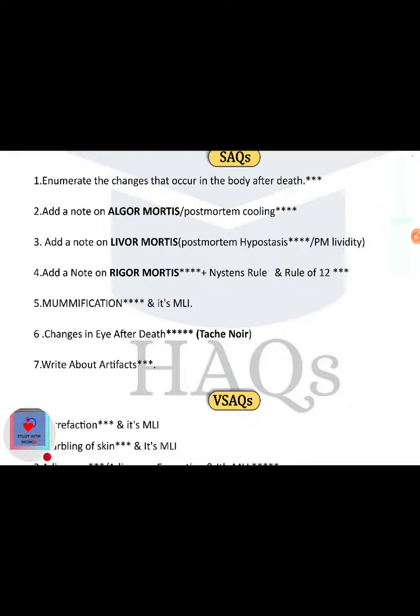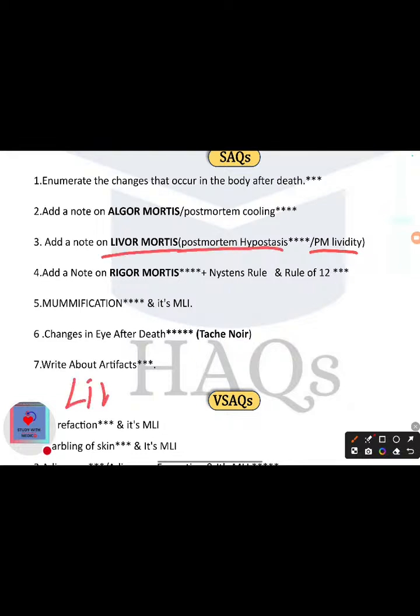The other terms used for livor mortis are postmortem hypostasis or postmortem lividity. It is also called postmortem staining, suggillations, or vibices. There are different terms used for it.